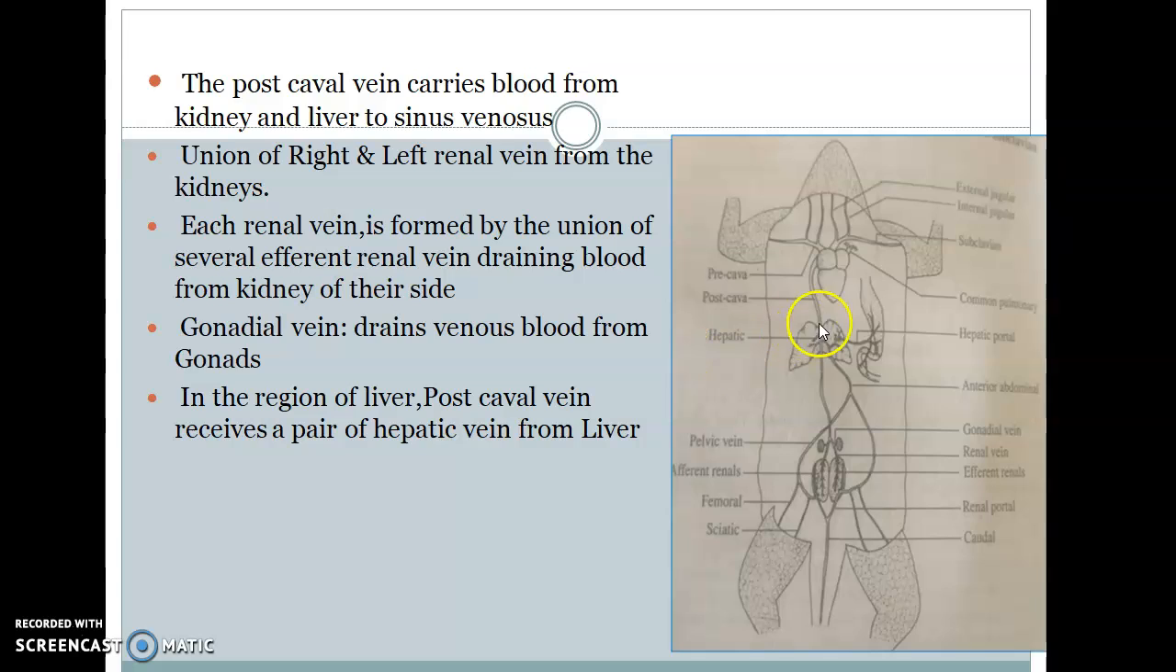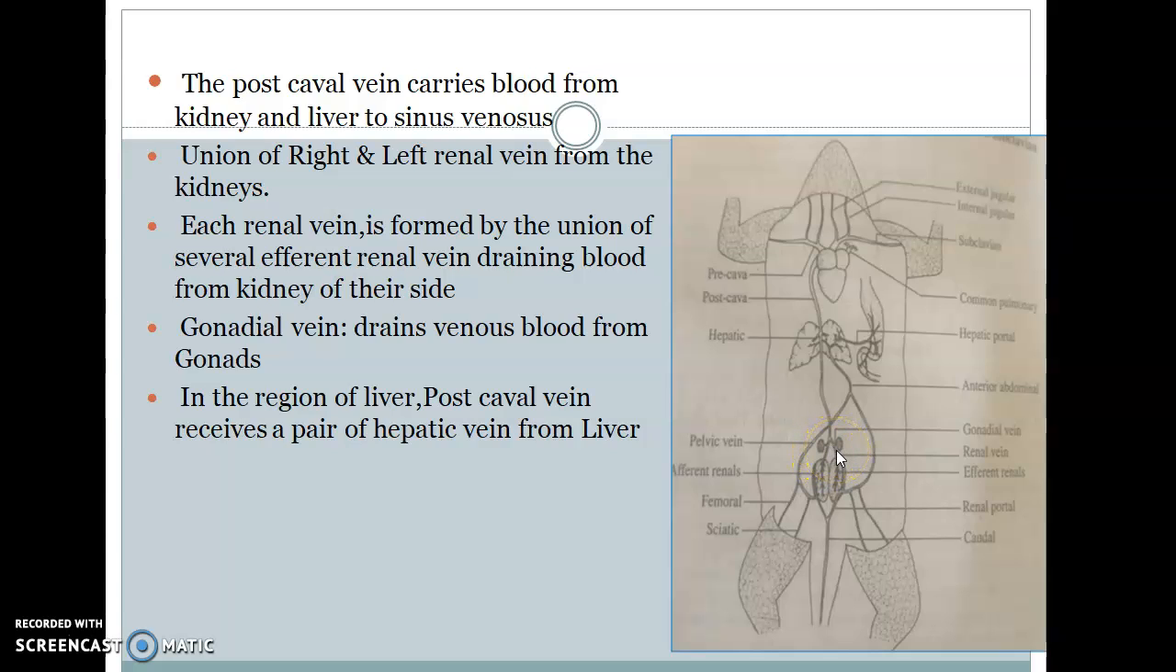Now we are discussing the renal vein. As the name indicates, the renal vein is concerned with draining impure blood from the kidney. There is a pair of renal veins, a right renal vein and a left renal vein, and each is formed by several small veins called efferent renal veins, which drain blood from the kidney of that particular side. So that's all about the renal vein.